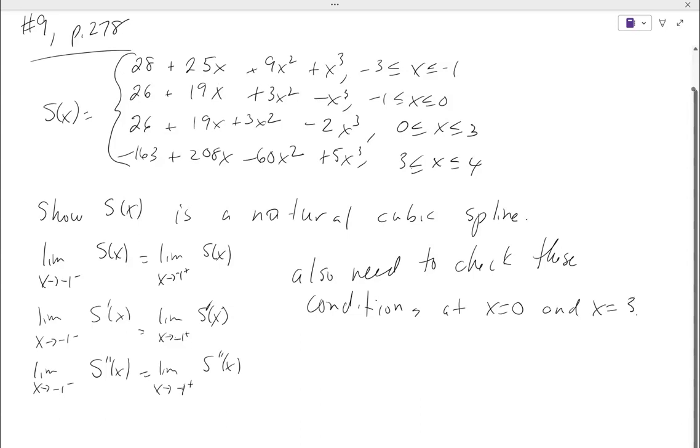All right, I've got to check them at the interior knots. Just the endpoints of these middle 2 equations. Yeah, so it's this endpoint here, this one here, this one here. We need to make sure those pieces match.